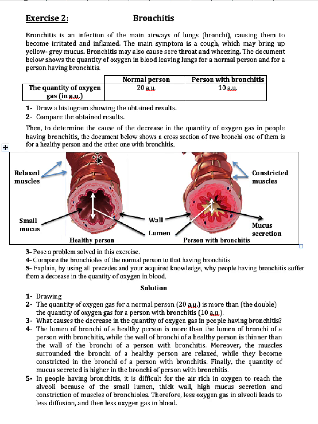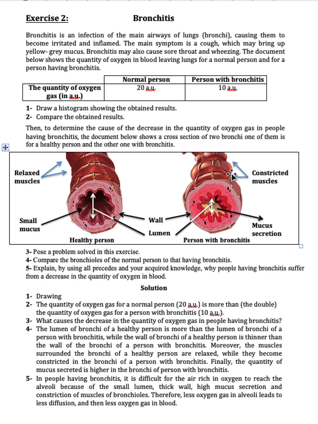So this is a bronchus for a healthy person, and this one is for a person having bronchitis. So you can see that the bronchi of the normal person have relaxed muscles. Here you can see that the muscles are relaxed around the bronchi of the healthy person, while it becomes constricted here.